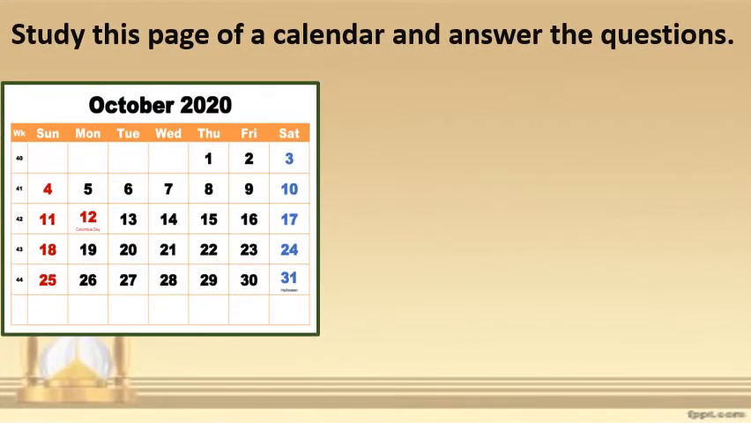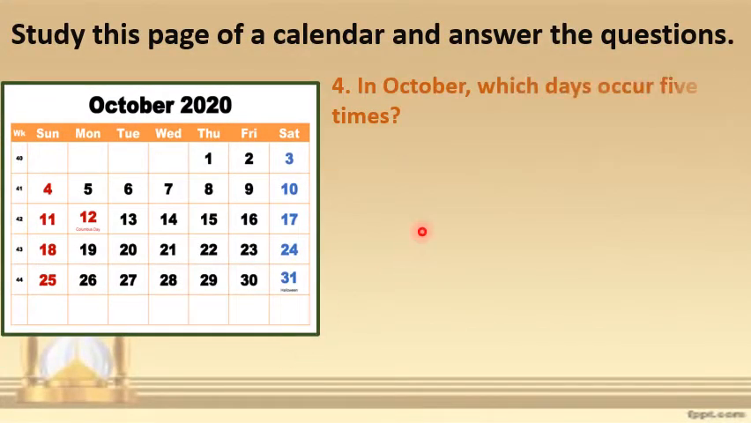Now fourth question. In October, which days occur 5 times? Yes. Which days occur 5 times? You can see here 1, 2, 3, 4, 5 times. This also 5 times, this also 5 times, isn't it? These all 4 times, correct?